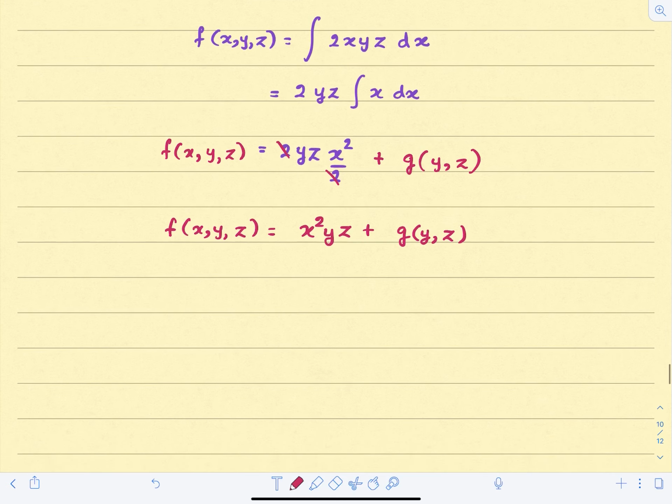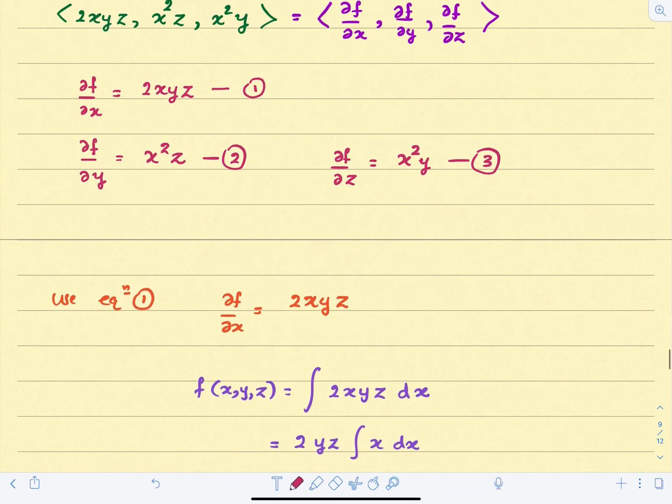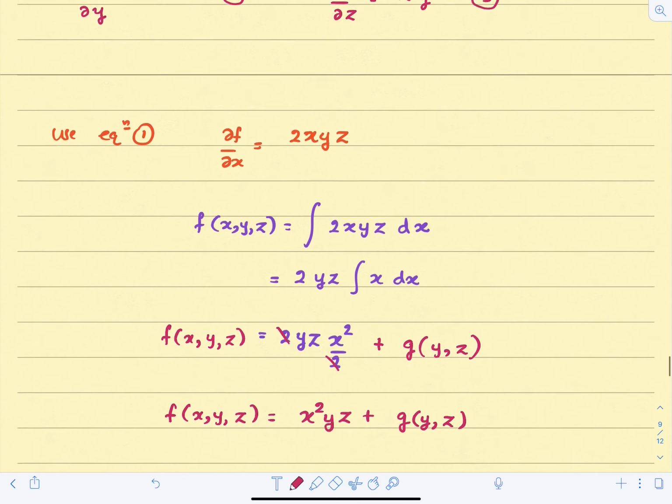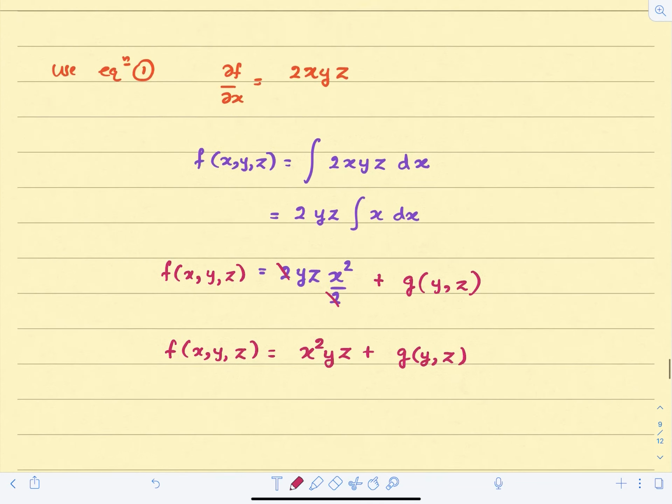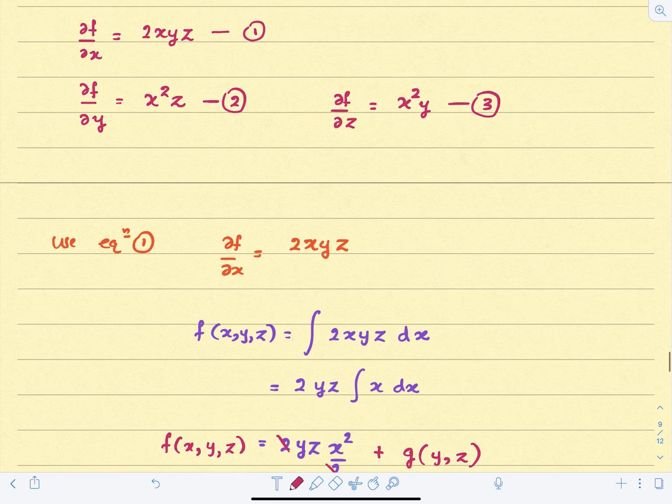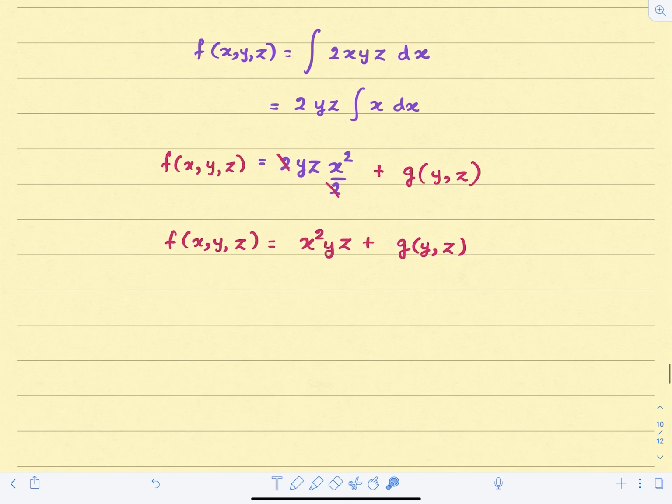Okay, now we need to figure out what this g is. So far I used equation 1. To use equation 2, I need an expression for partial f over partial y. From the problem, we know that partial f over partial y equals this. But at the moment, my function f is this. So let's construct an expression for partial f over partial y using the function that we found.